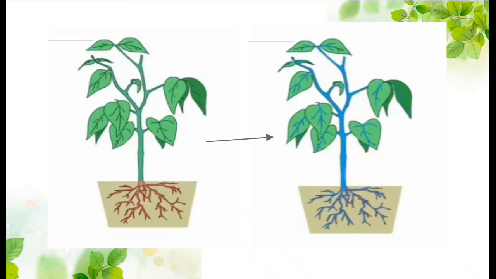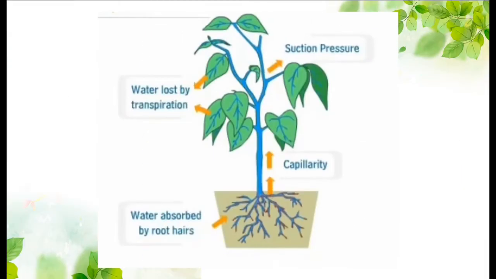The roots of plants absorb water and mineral salts from the soil through the root hairs by the process of osmosis. Only a small percentage of this water is used by the plant, the rest gets evaporated from the surface of leaves. This evaporation of water from the plants is called transpiration.